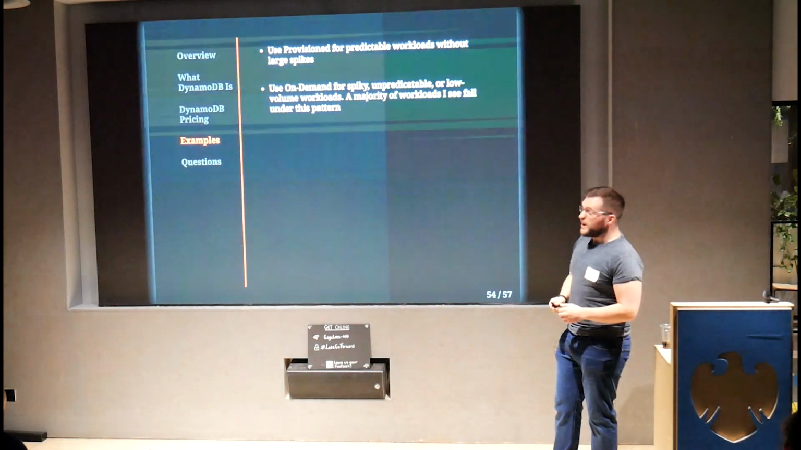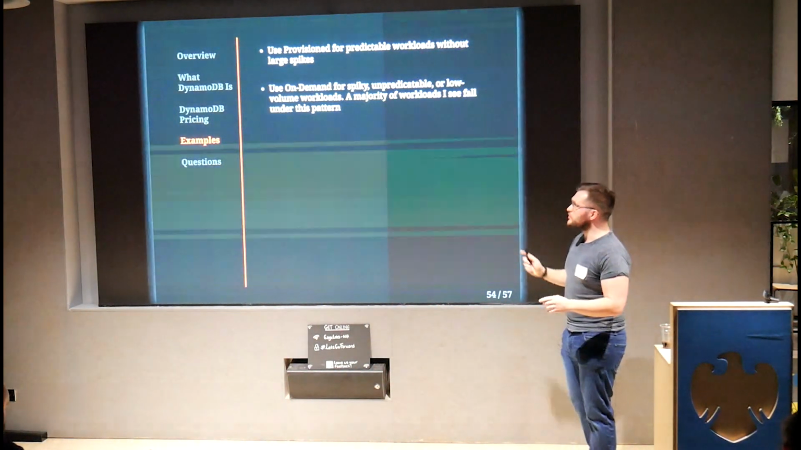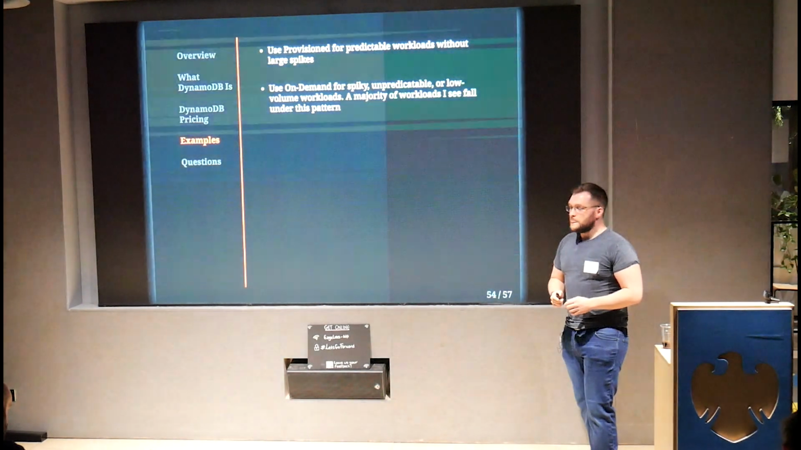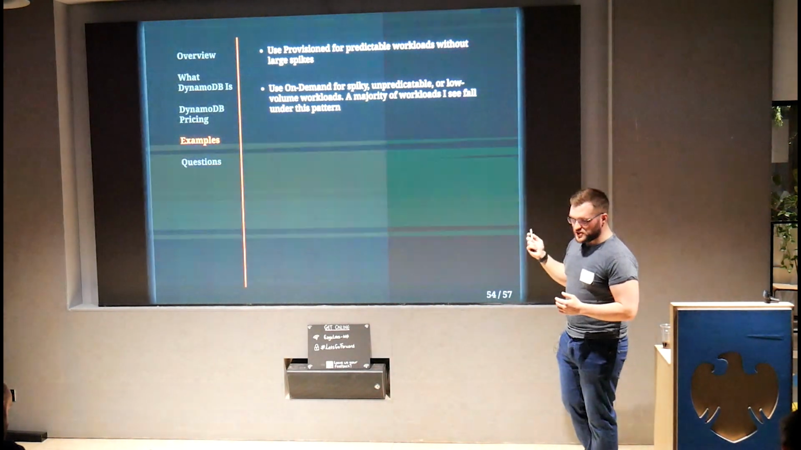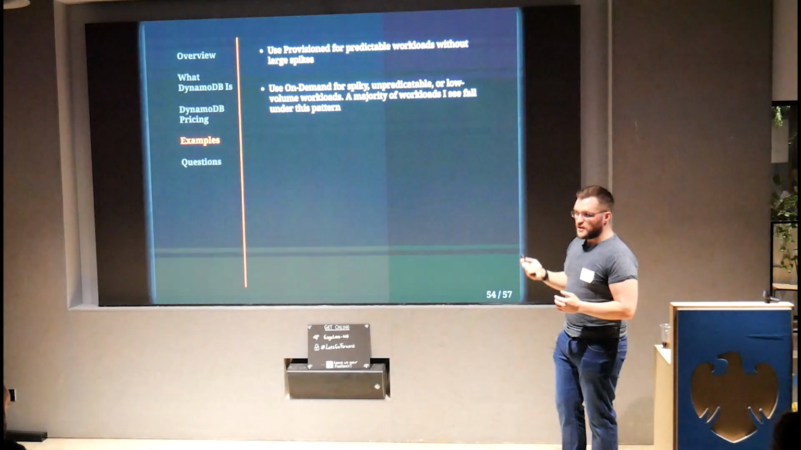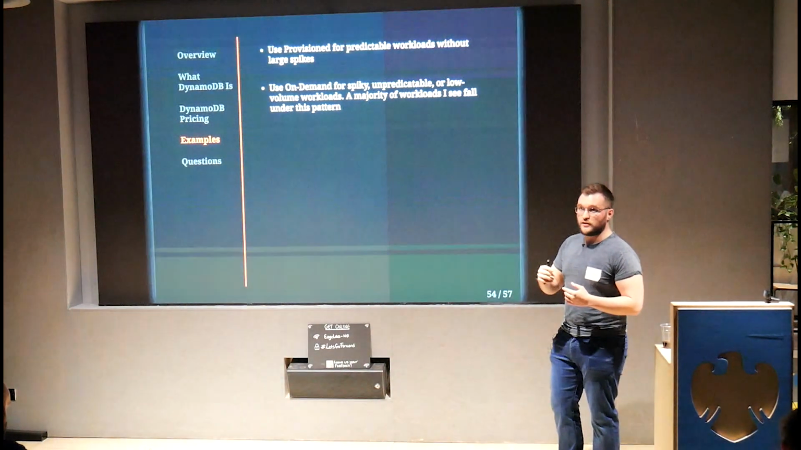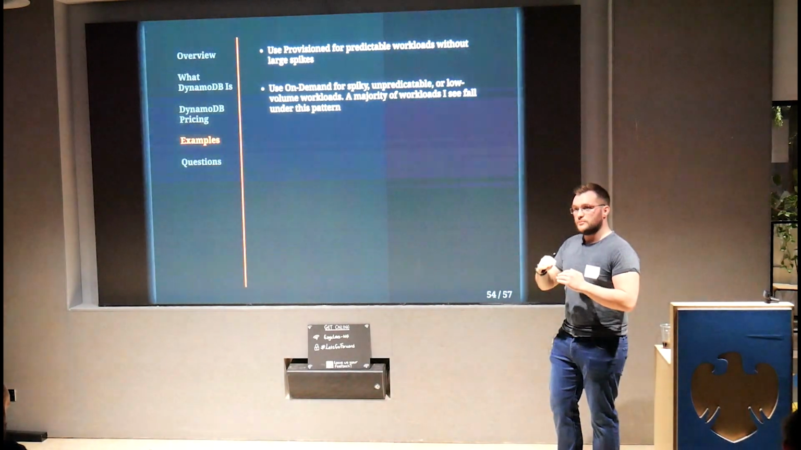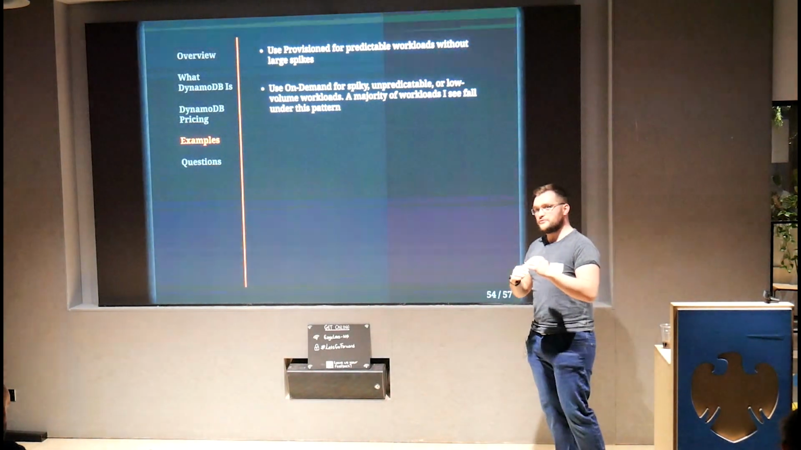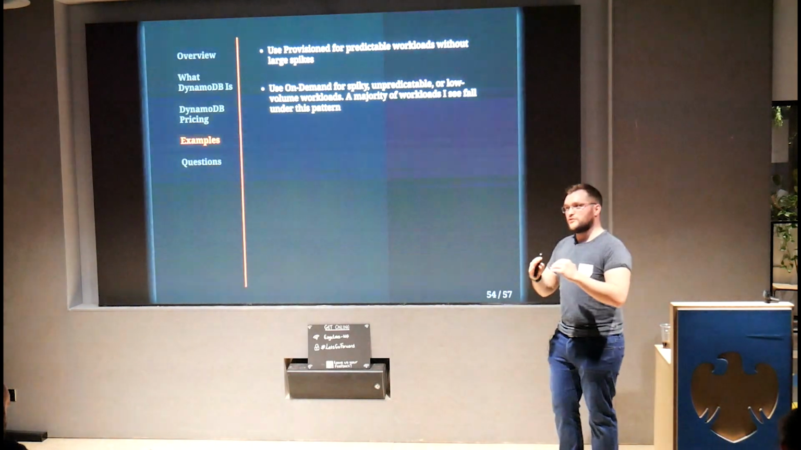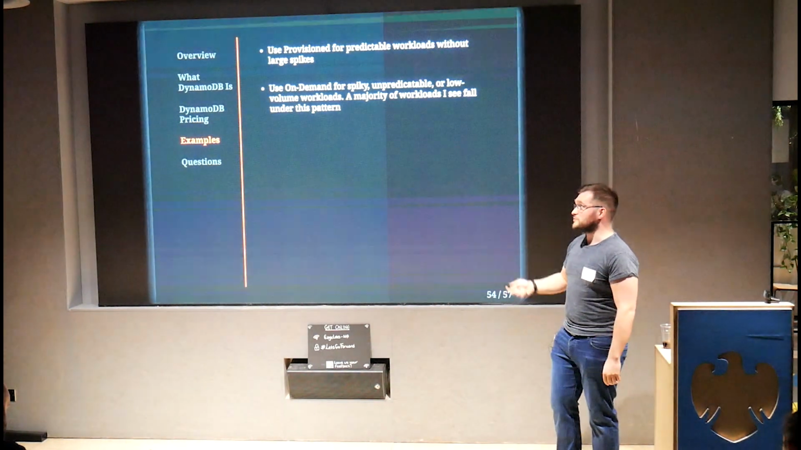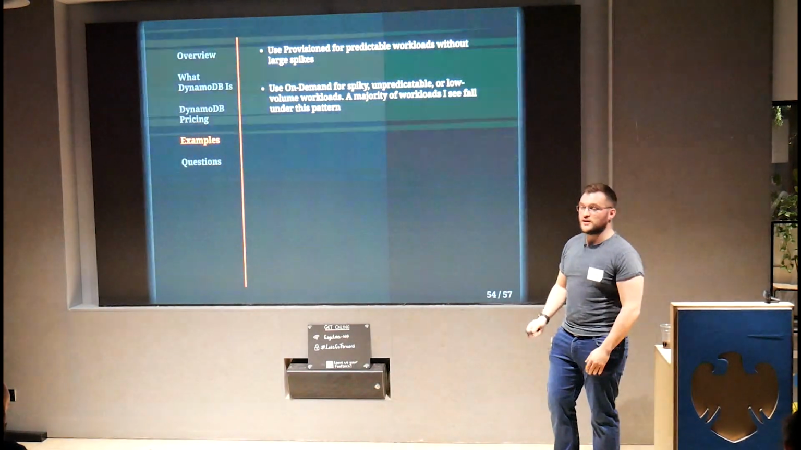On demand for anything that's spiky or unpredictable or really low volume workloads as well. Pretty much everything I've actually worked with ends up falling into this. It ends up being cheaper to just go on demand rather than try and work out whether you can have a low enough provision capacity but still be able to account for a spike, or auto scale it, but does it actually happen quicker? A lot of times, stick it on demand, it's going to be fine.